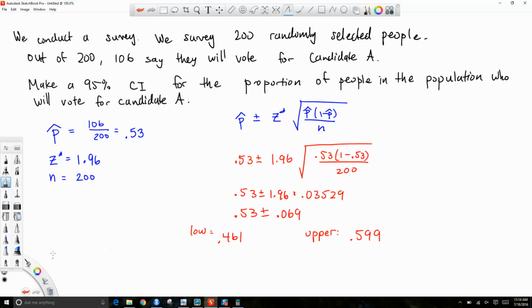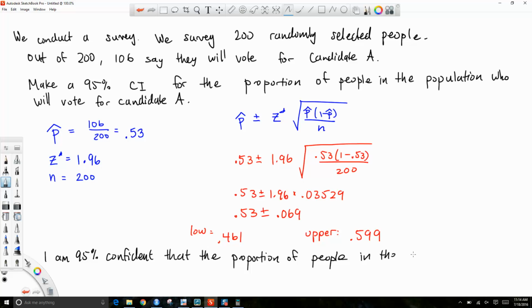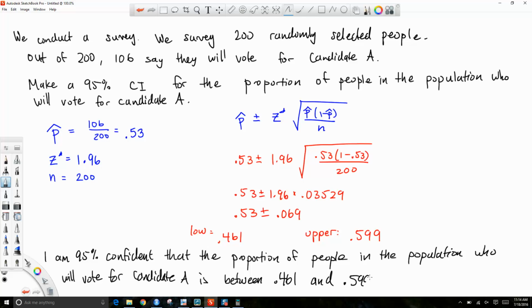Okay, and so we end up saying I am 95% confident that the proportion of people in the population who will vote for candidate A is between 0.461 and 0.599.